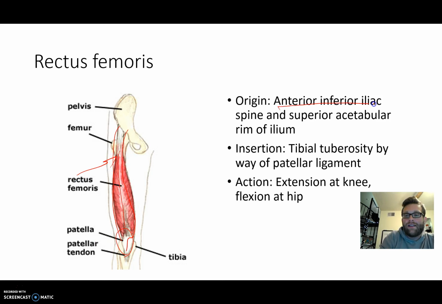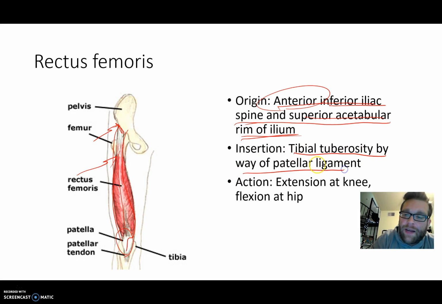It's going to begin on the anterior inferior iliac spine and superior acetabular rim of the ilium. So you can say, it's okay with me if you just say inferior iliac spine, but again, you've got a posterior and anterior, so I'd prefer anterior for full points, and then superior acetabular rim of the ilium. So both of those are part of the origin. Again, acetabulum, remember, is the space on the underside of your pelvic bone. And then insertion: tibial tuberosity by way of the patellar ligament.